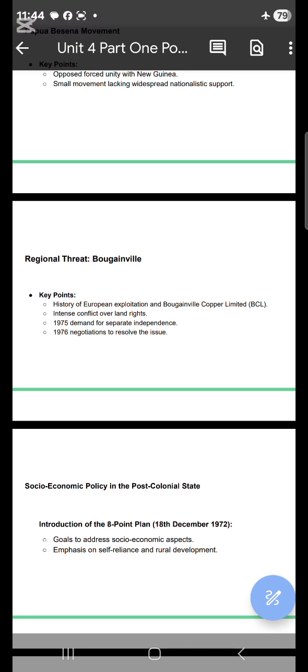Now those issues contributed towards the people of Bougainville's vision, or contributed towards their sentiments towards the state, the Papua New Guinea state. So by 1975, they demanded a separate independence, September 1st, 1975.